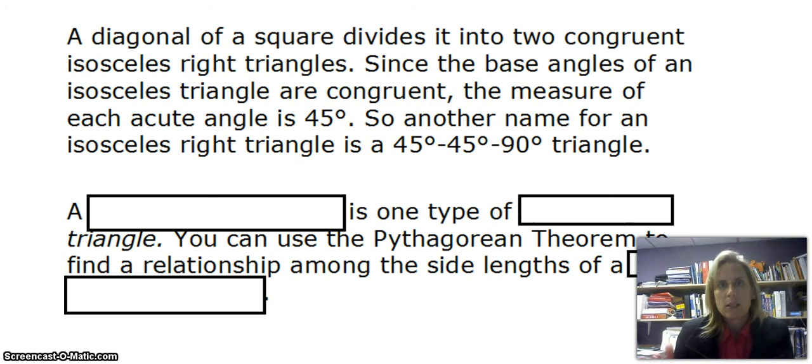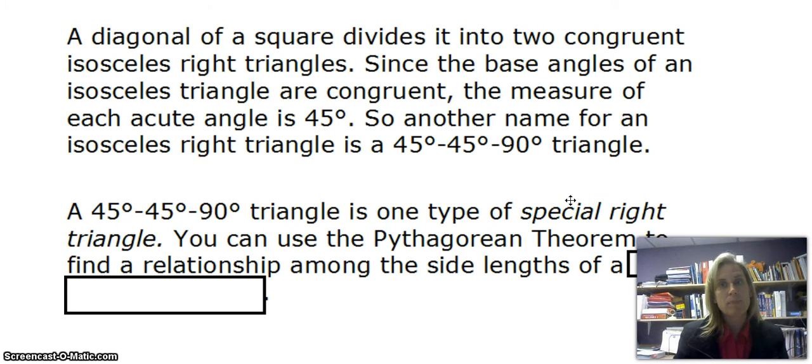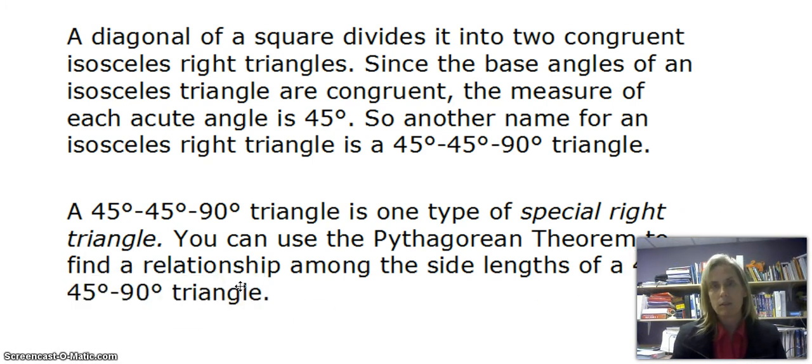45, 45, 90 triangle. And so we could say that this type of triangle is one type of special right triangle. We can use the Pythagorean theorem to find a relationship that's special for the side lengths of this type of triangle, so of a 45, 45, 90 triangle.